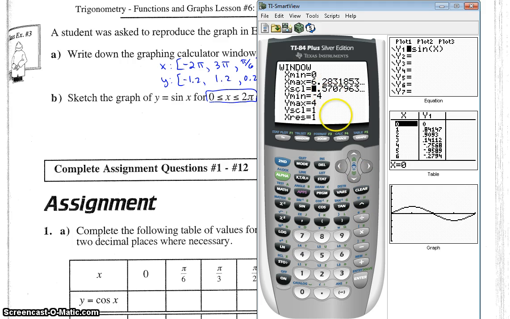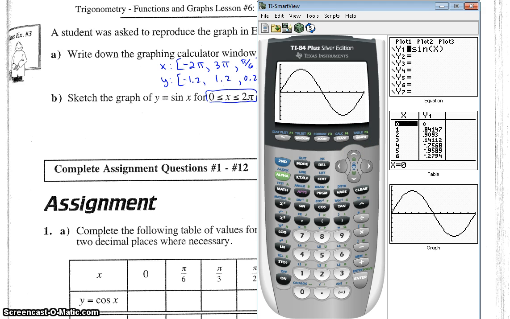And this is pi over 2, but we wanted pi over 6, so we'll go pi divided by 6. Don't worry about the fact that it changed it to a decimal. That's what the calculator does. Negative 1.2 to positive 1.2 and 0.2 for your tick marks. Okay, so take a look at the graph. Lovely.